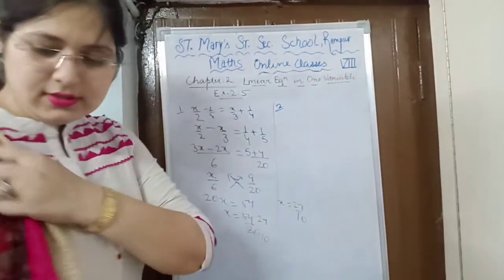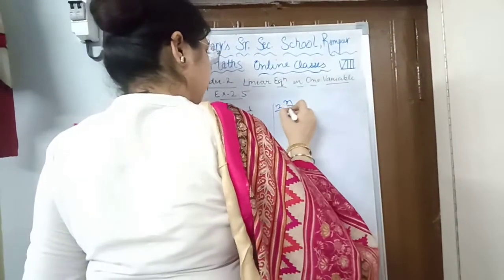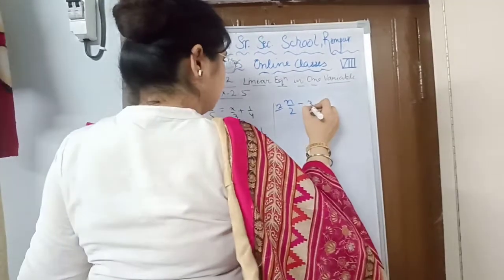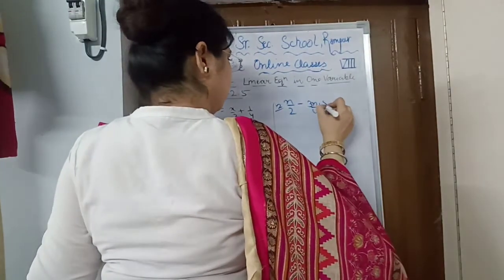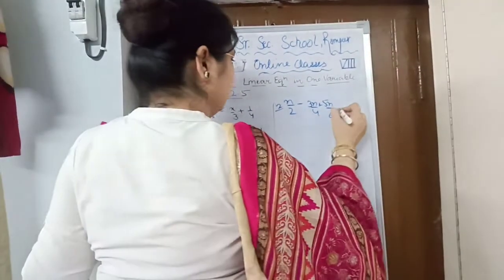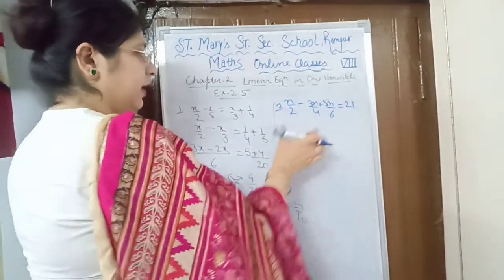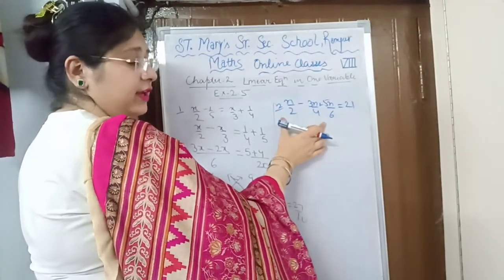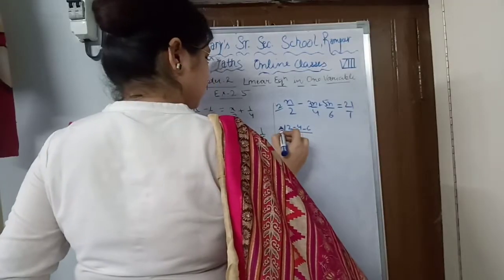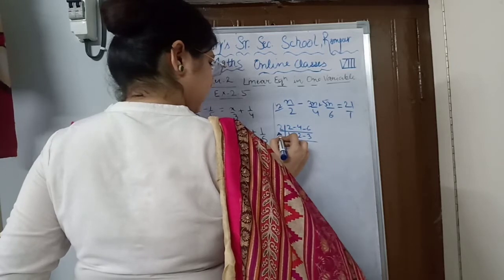The second question is n upon 2 minus 3n upon 4 plus 5n upon 6 is equal to 21. So in this question we have to find the value of the variable n. The n term is already on one side, so just take the LCM. 2 2s are 4, 2 3s are 6, and 2.